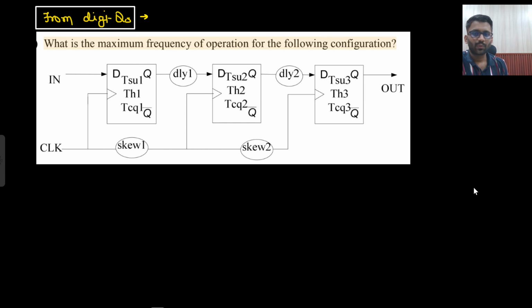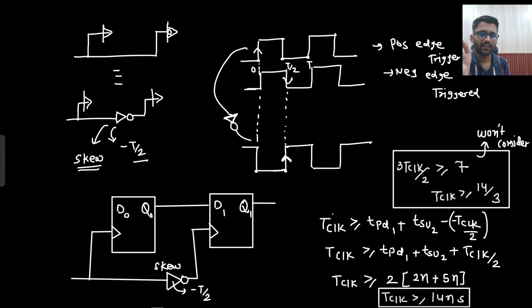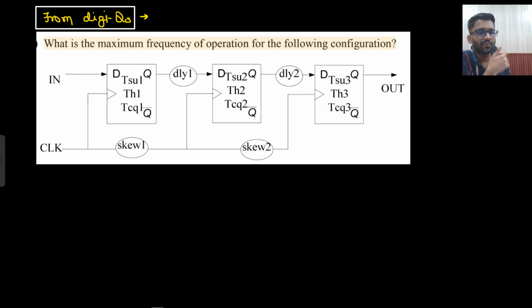This question is also from GATE only. You need to find the maximum frequency of operation for the following configuration. Now there are 3 flip-flops connected. Till now we have studied only 2 flip-flops connected, right? Now 3 flip-flops are connected. So what you are going to do? Let's call this flop 1, flop 2, flop 3. When I see a question based on STA, what will be the first thing I will be doing?